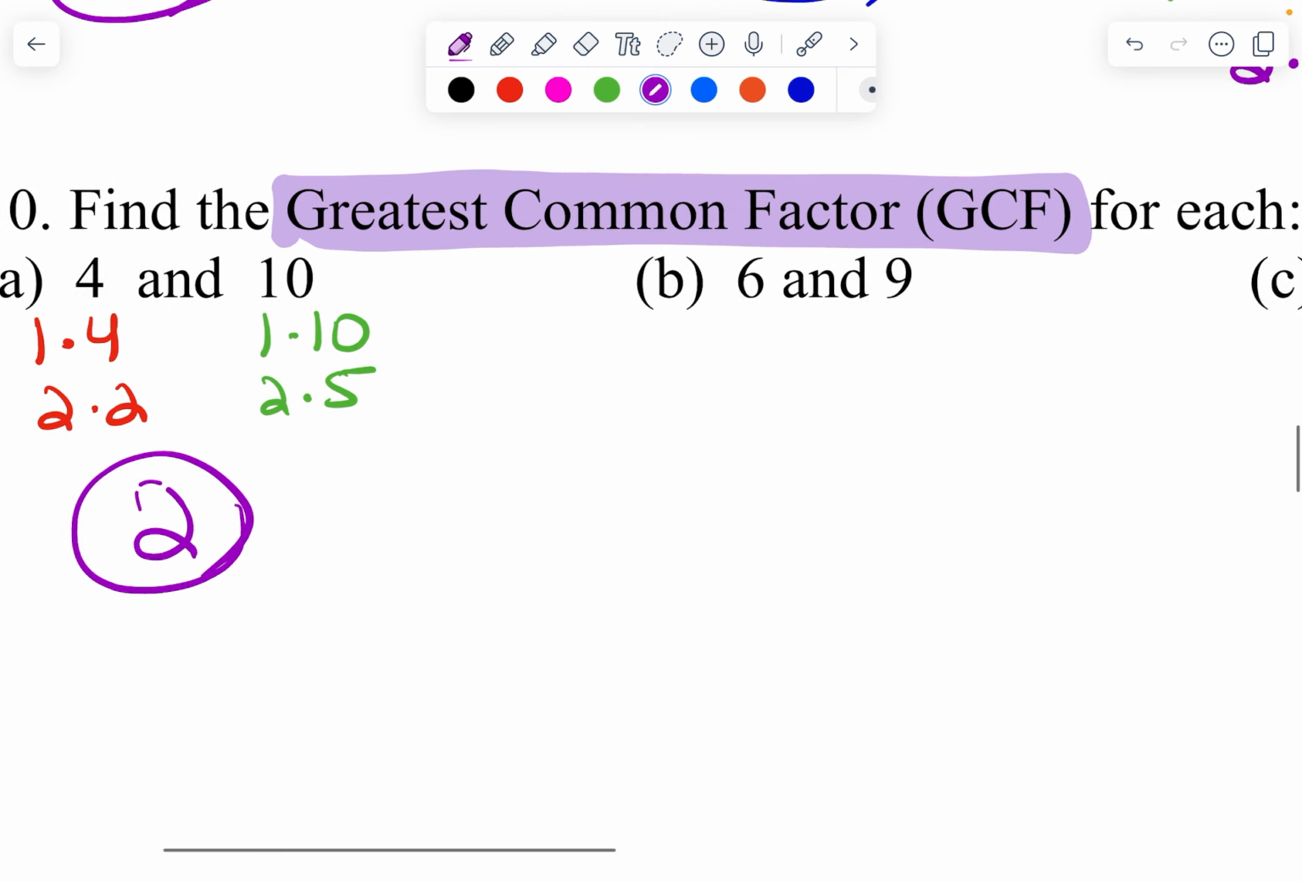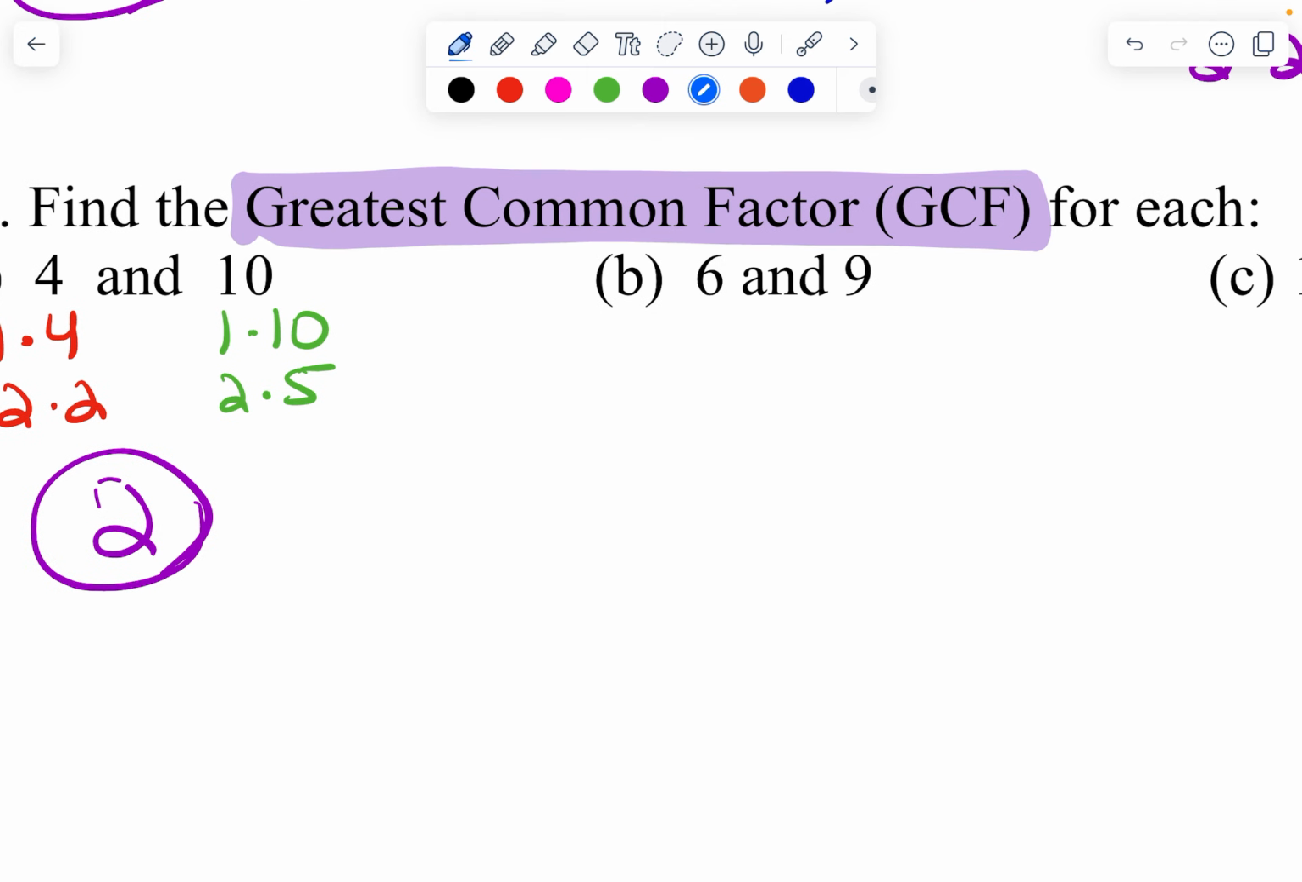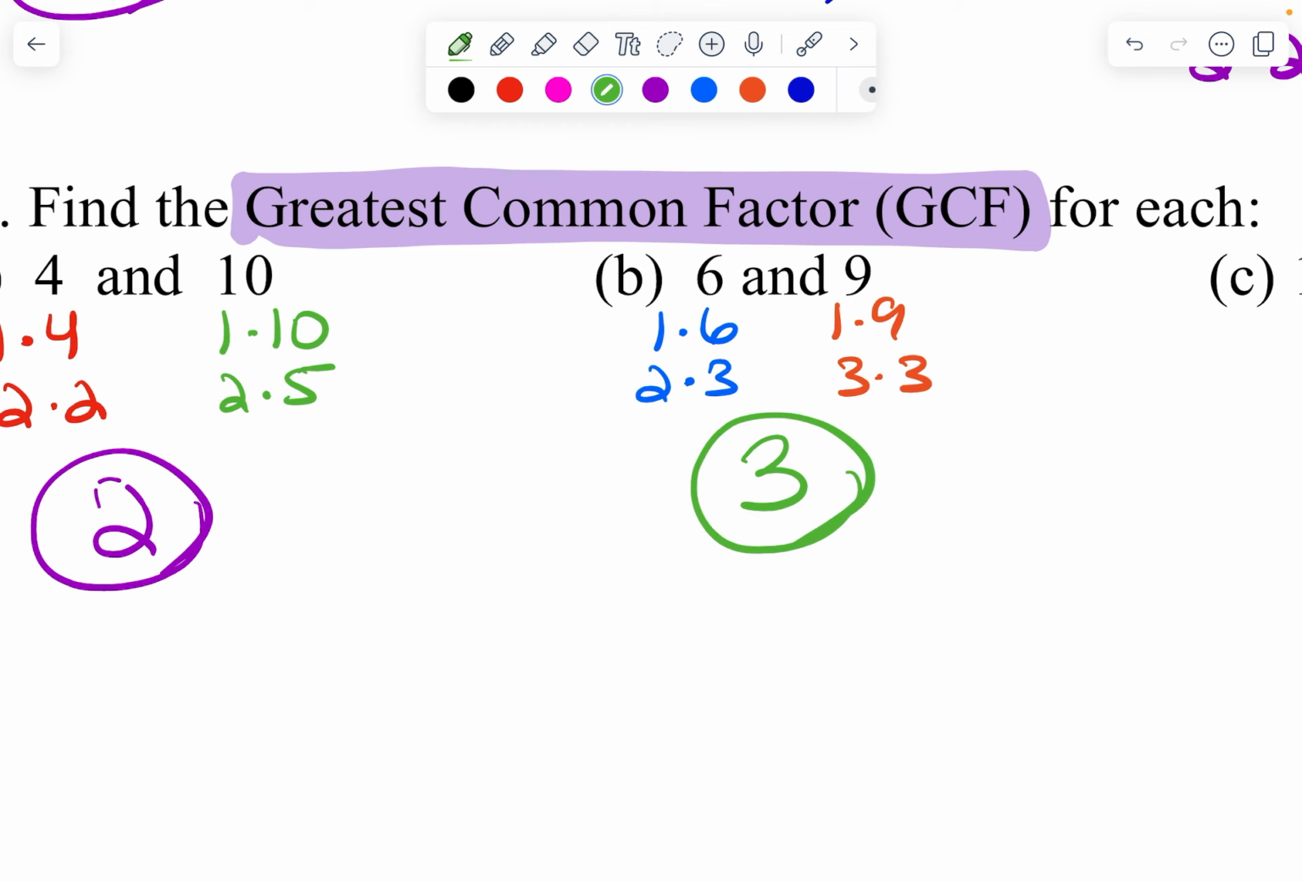All right. Part B, I can do the same thing, right? 1 times 6, 2 times 3 for my factors of 6. 9, 1 times 9, and 3 times 3. What do they have in common? Well, they have a lovely 3 in common. All right, 3 here and the 3 here. That's all that they have in common. Cannot do anything else.